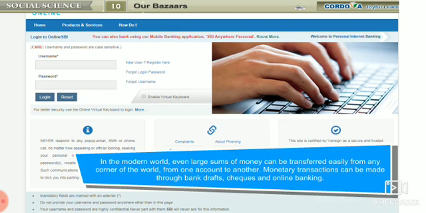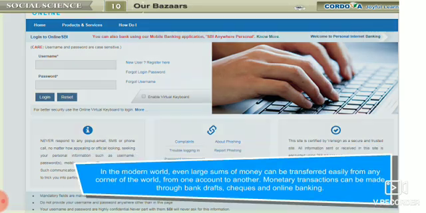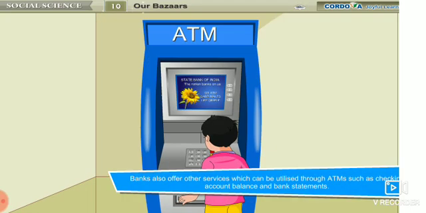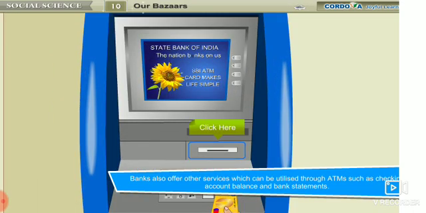In the modern world, even large sums of money can be transferred easily from any corner of the world, from one account to another. Monetary transactions can be made through bank drafts, checks, and online banking. We can also withdraw money in the blink of an eye from our accounts through ATMs, that is, automated teller machines. Banks also offer other services which can be utilized through ATMs, such as checking account balance and bank statements.